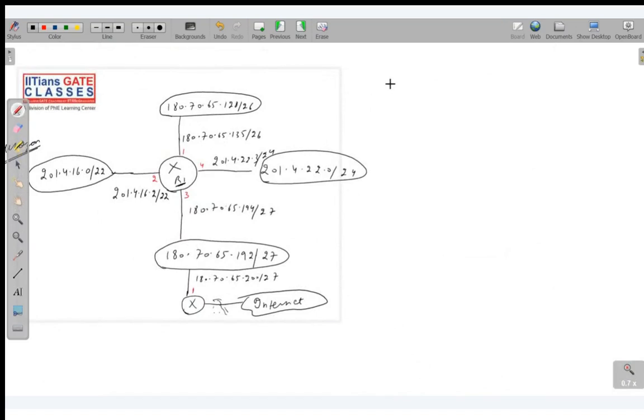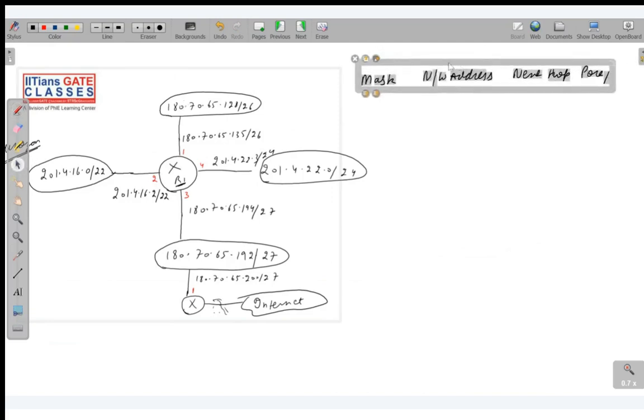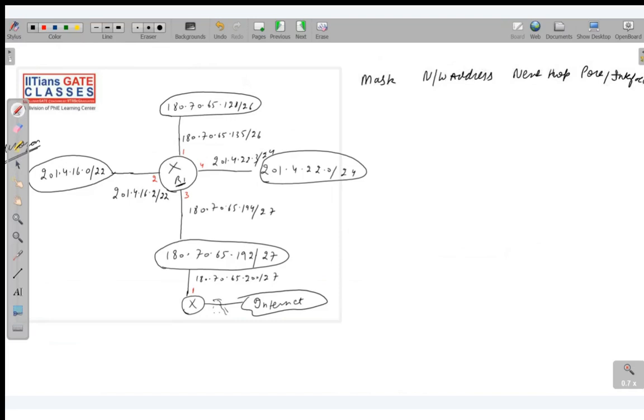First of all, you should know this routing table will have a total of 4 columns. First is mask. Next is network address or net ID, whichever way you want you can write. Then next hop. And the last is interface or port. Port or interface, whatever name they want, they can give you.